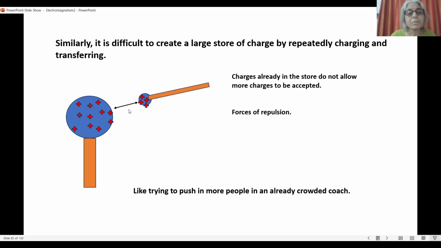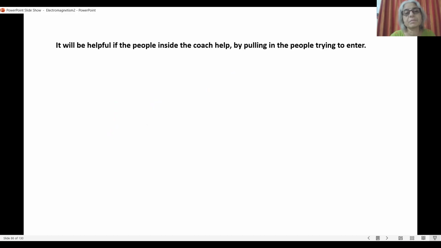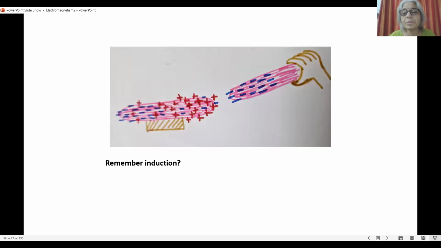But then as more and more charge is transferred, there will be forces of repulsion. When you bring in this charge on the glass rod, the charges which are already there in the storage sphere will repel, and the charges will not get transferred to the storage. It's like pushing more and more people into an already crowded coach. The people who are inside already will resist the newcomers. But if there are people inside who can help by pulling the newcomers, then we can fit in a few more people.